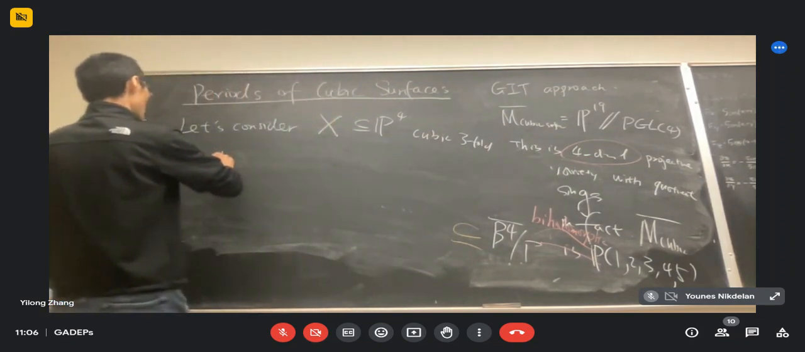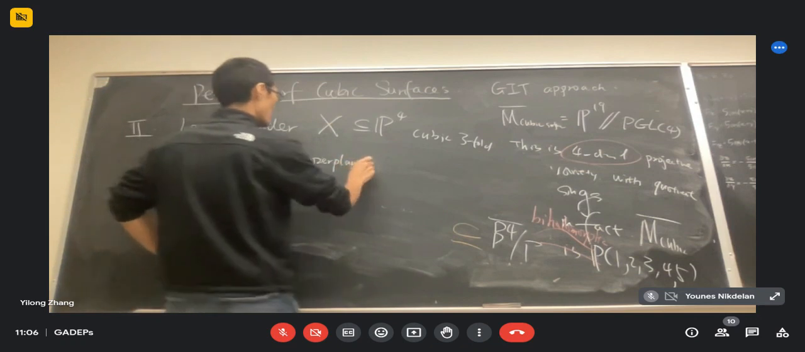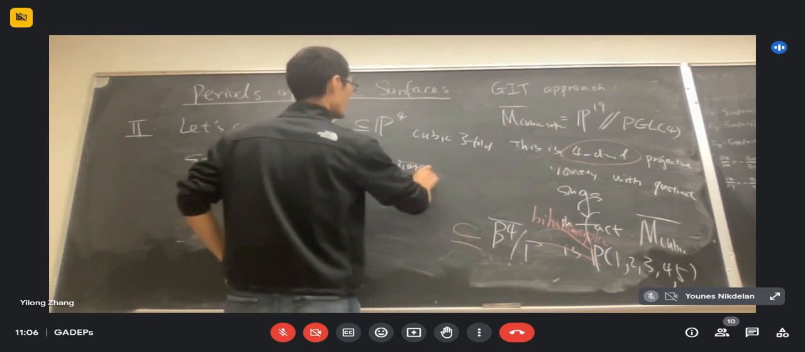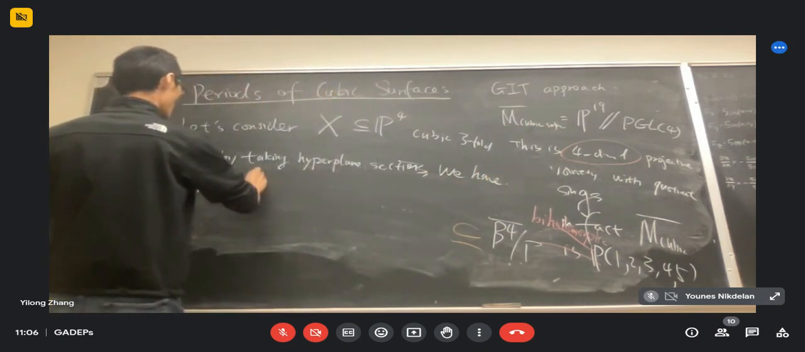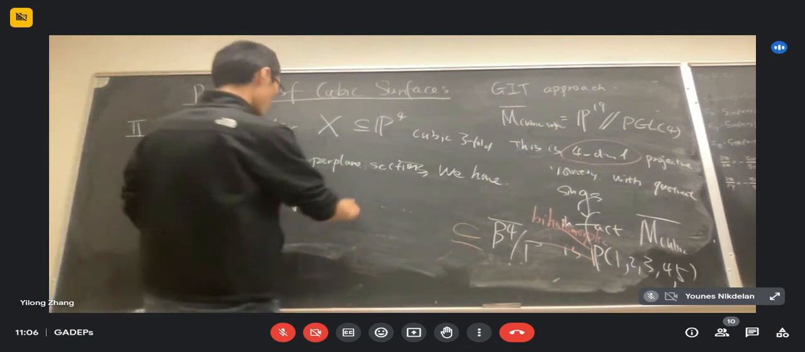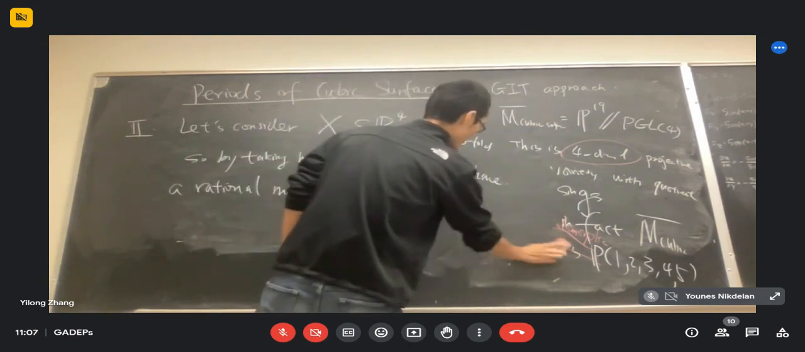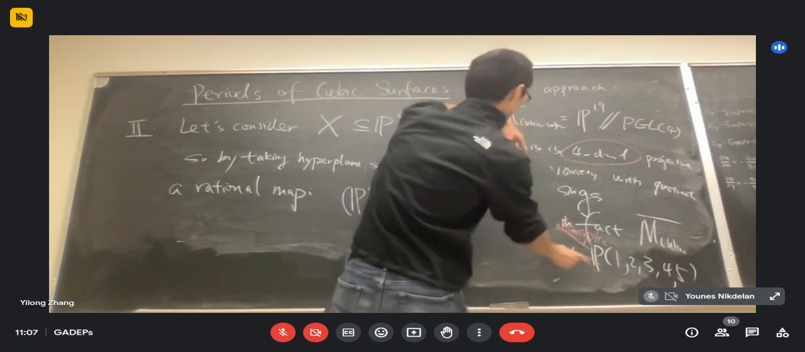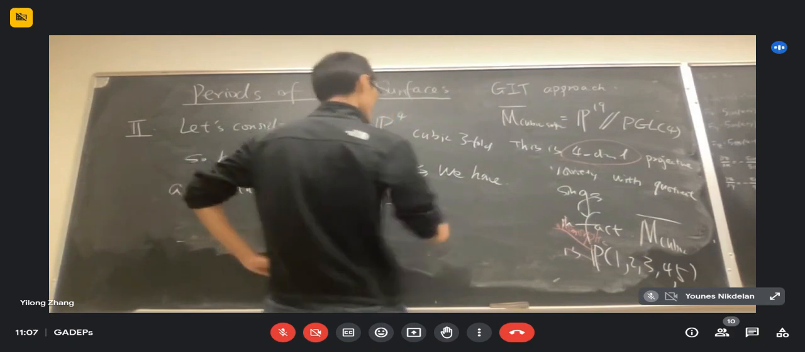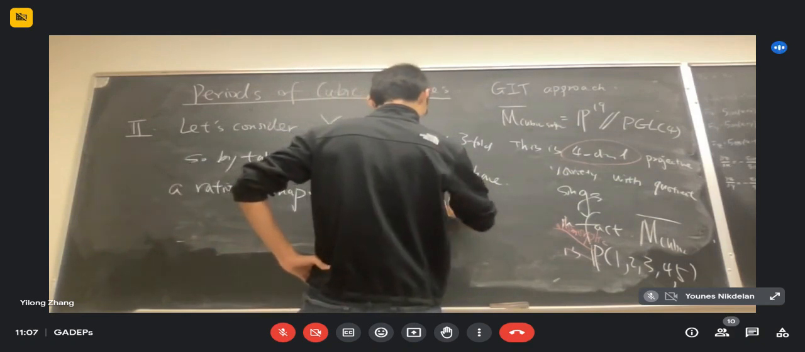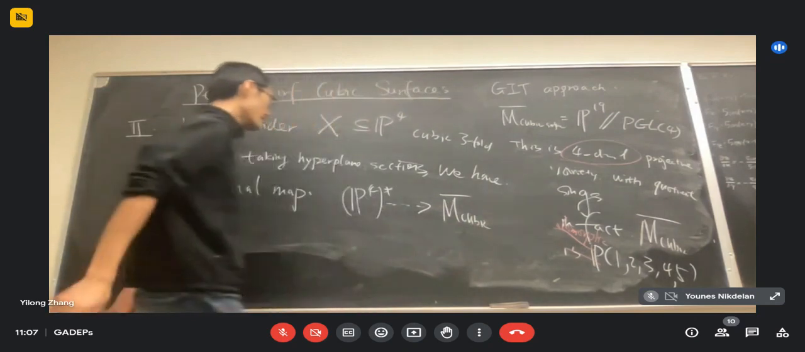So by taking hyperplane sections, we have a rational map from the dual space to this both analytic and algebraic moduli space, which I'll just call M-bar, which is an honest projective variety.